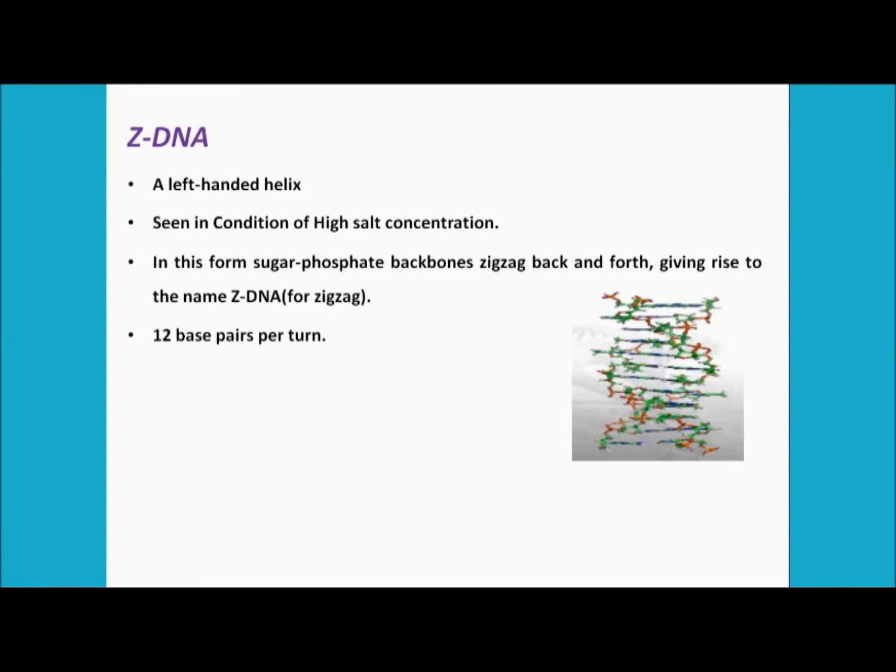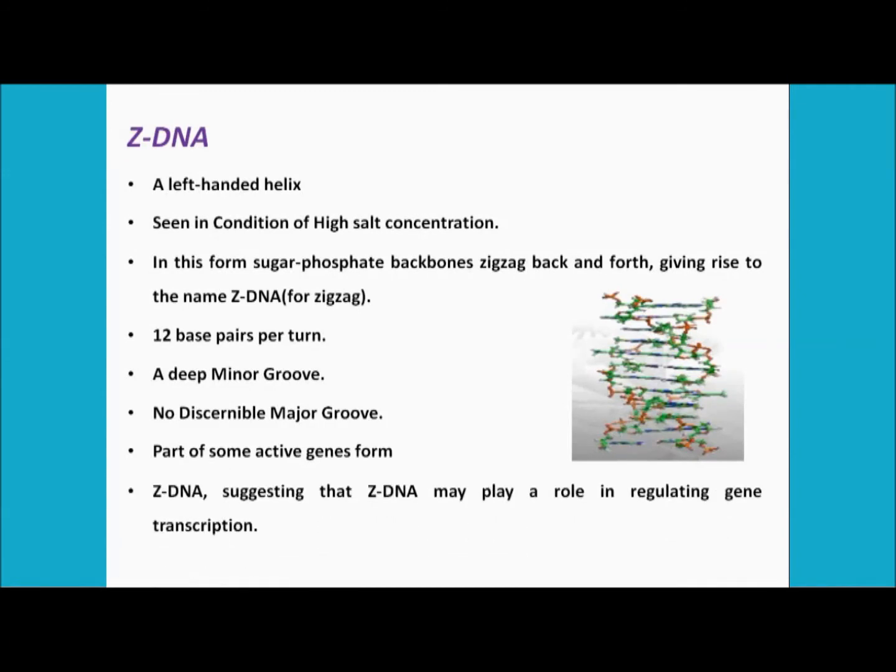Here per turn you are going to have 12 base pairs. They will have a deep minor groove, but no discernible major groove. The major groove is generally not observed here. Z DNA is a part of some of the active genes, suggesting that Z DNA may play a role in regulating gene transcription. Many theories have been put forward that Z DNA is a part of regulating gene transcription in many models.